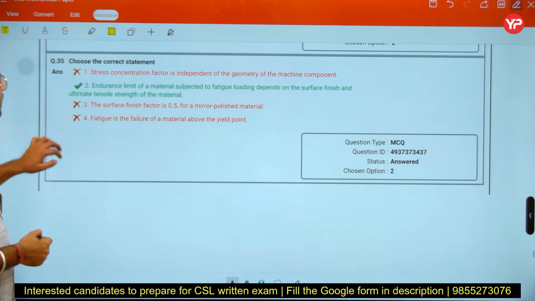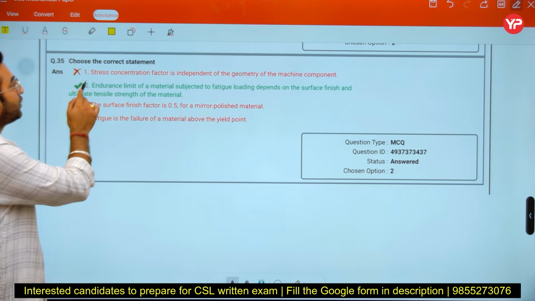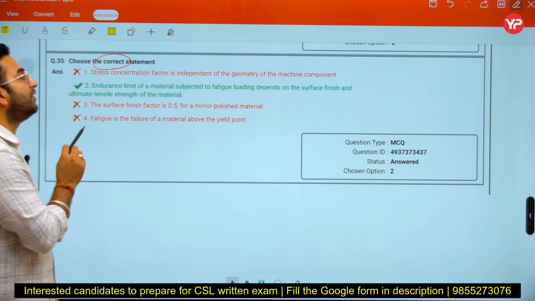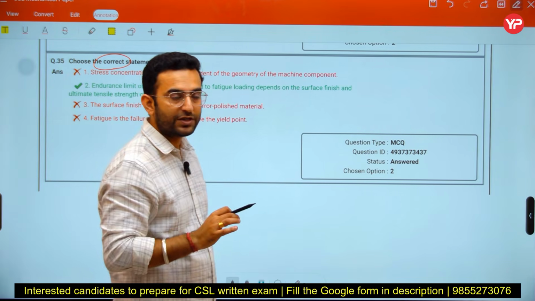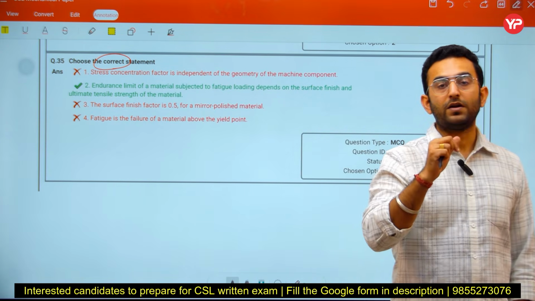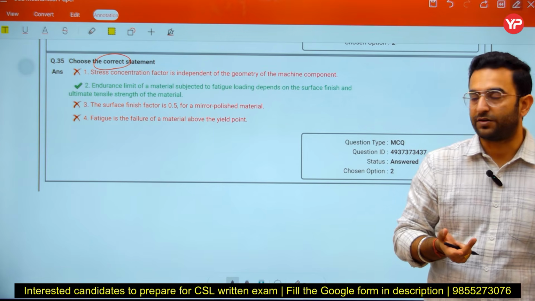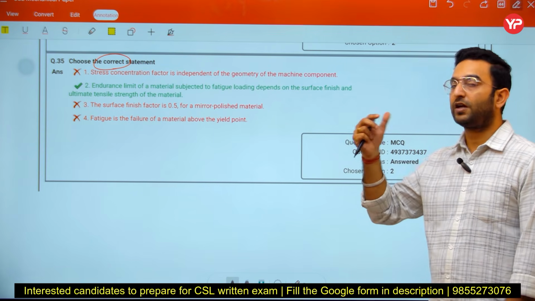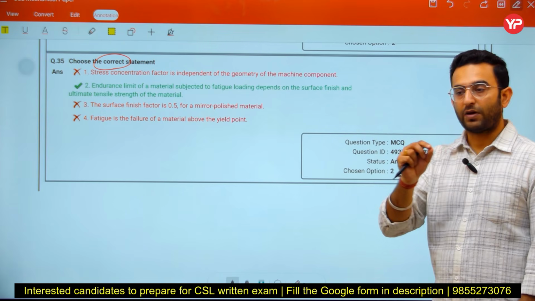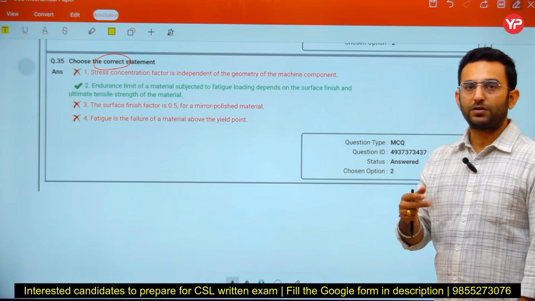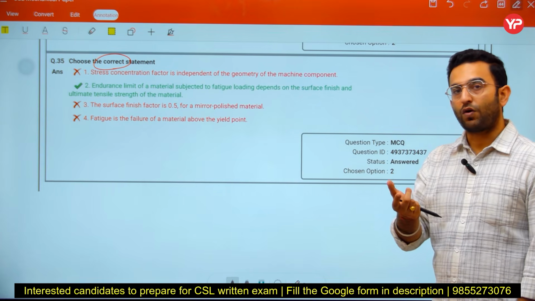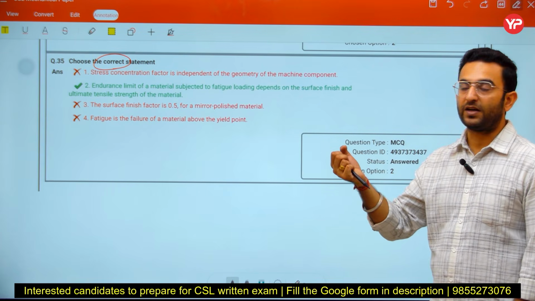Next part, regarding stress concentration, choose the correct statement first. Stress concentration factor is independent of the geometry of the machine component. That is a completely wrong statement, because depending upon the geometry, we get a varying value of the stress concentration factor. If the geometry has a sharp corner, the stress concentration will be very high. If the geometry has large curvature surfaces and there are no corners, the stress concentration will be very low.